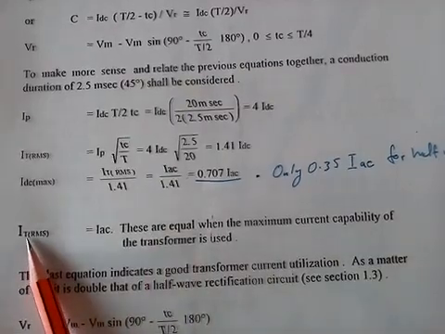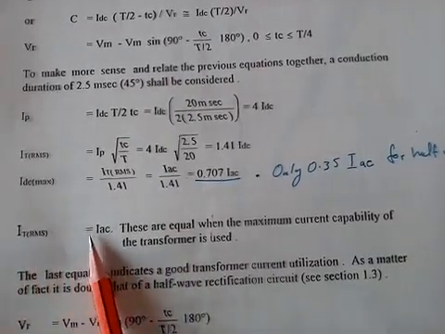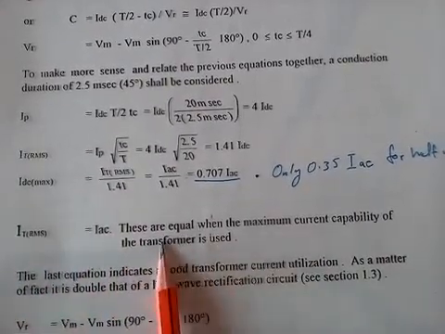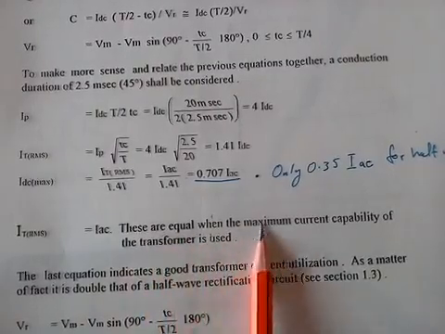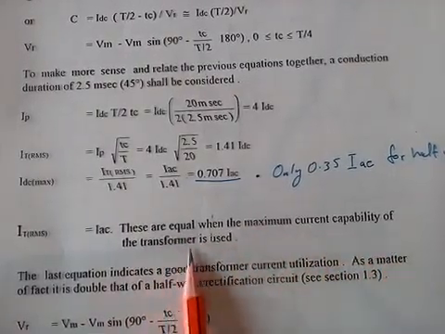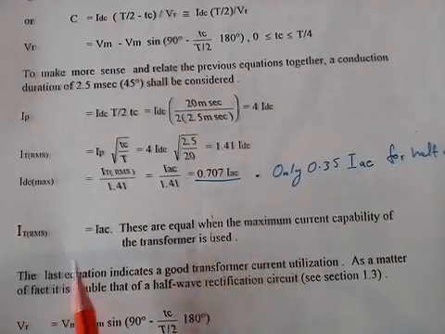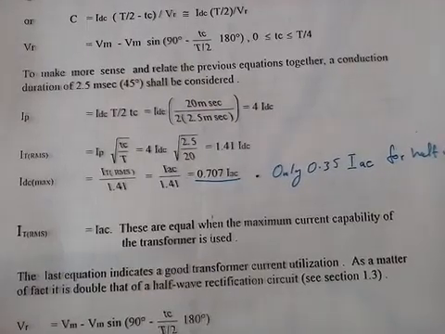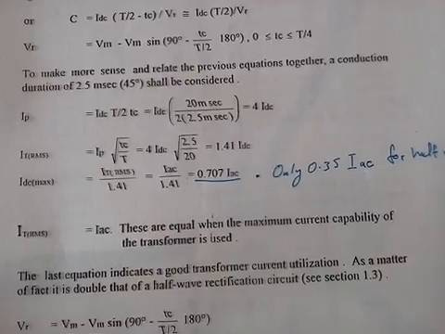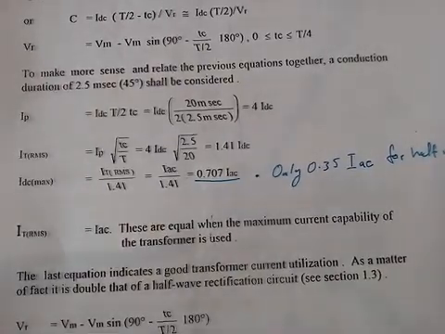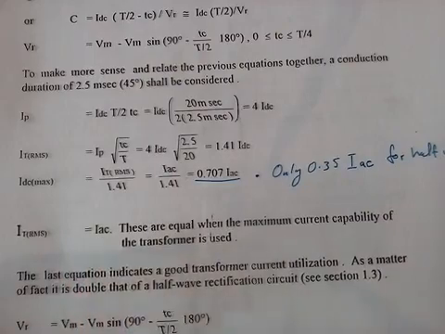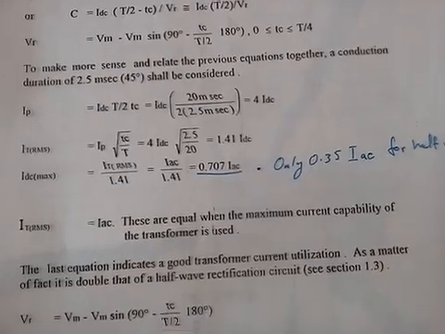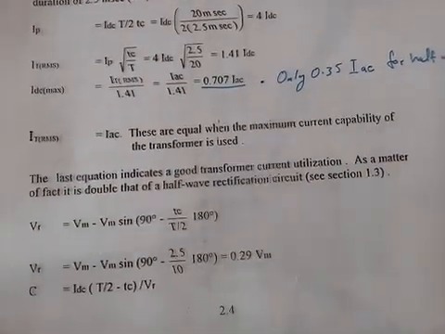Now IT in RMS, just a reminder, always equals the IAC of the transformer. Those two are equal when the maximum current capability of the transformer is used. And this is, of course, very rare or impossible. When you have a storage cap in there changing the waveforms of that transformer, this becomes impossible. You'll never get that full IAC out of the transformer. Okay, let's go forward.